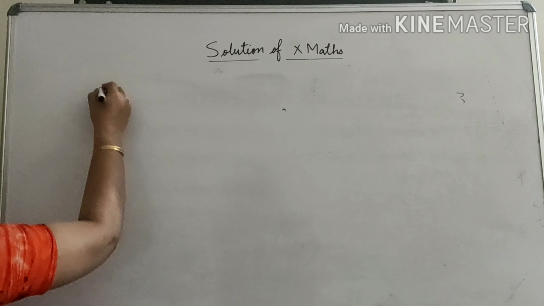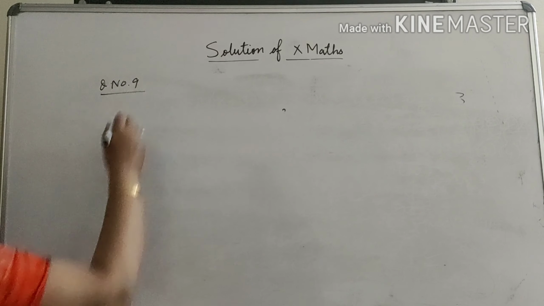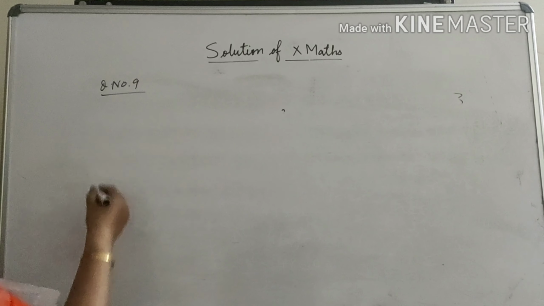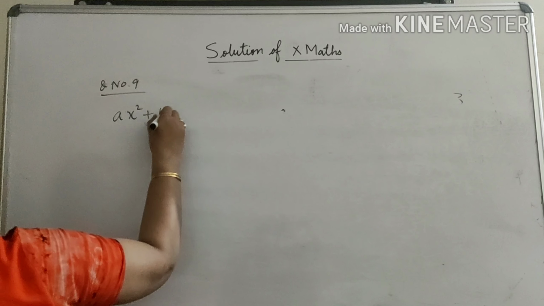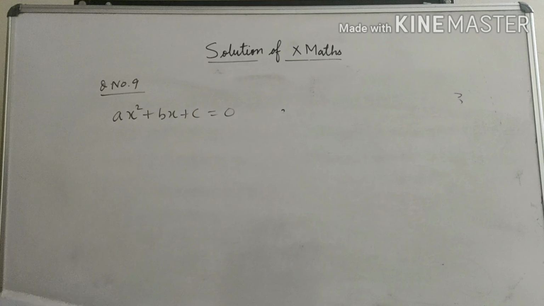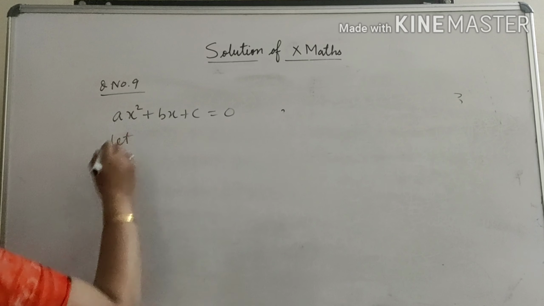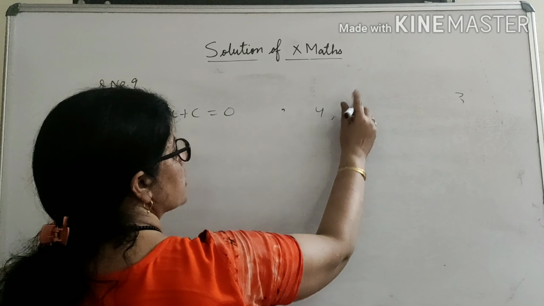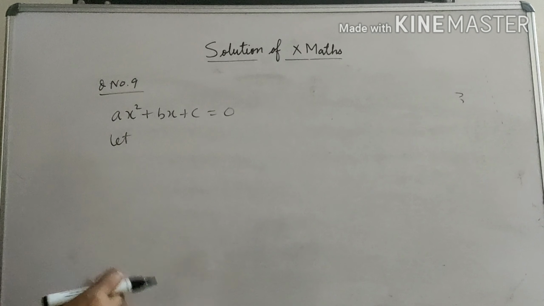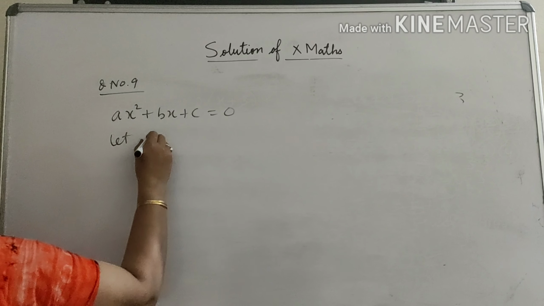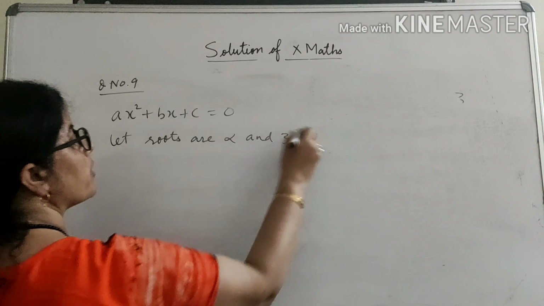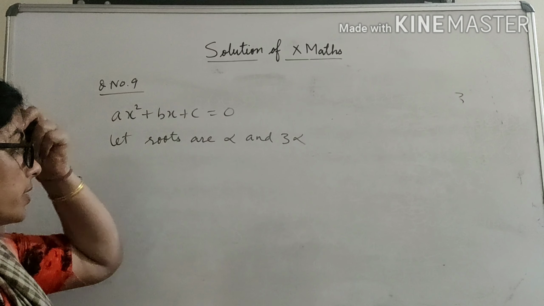Now question number 9. In question number 9 he is saying if one root is 3 times the other. The equation given to us is ax square plus bx plus c equal to 0 and one root is 3 times the other. If one is 3 then the next is 9. If one is 4 then the next is 12. But we don't know the first, so how will we find the second? So we will write, let the roots be alpha and 3 alpha, because one root is 3 times the other.